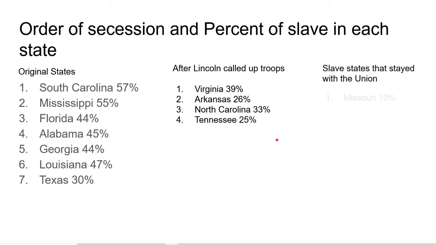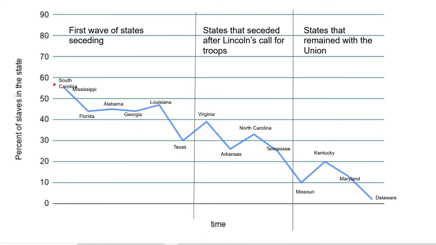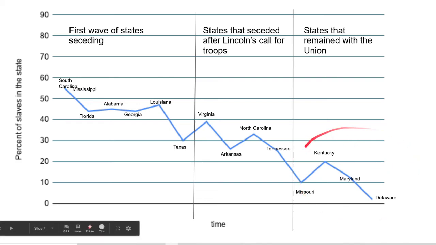And the 4 border states, the ones that stay with the Union, Missouri with 10%, Kentucky 20, Maryland 13, and Delaware 2. So you could see a trend here that the higher percentage states are the ones that leave earlier. The ones with the middle leave the Union later, and the ones with the lowest don't leave at all. So there is a correlation here, and you can see it right here on this graph, starting with South Carolina. This is the first state that leaves, and then these 4 states never leave.